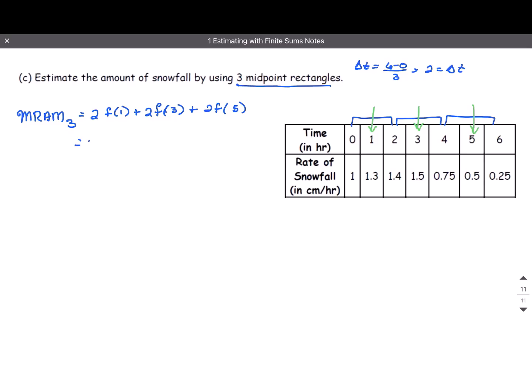So we're going to have 2 times f of 1 is 1.3, plus 2 times f of 3 is 1.5, plus 2 times f of 5 is 0.5. So this is going to give us 2.6 plus 3 plus 1, so that's 6.6 centimeters.